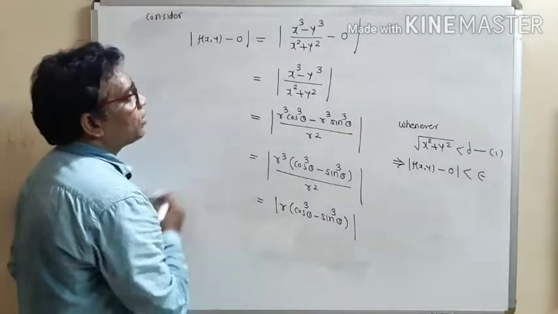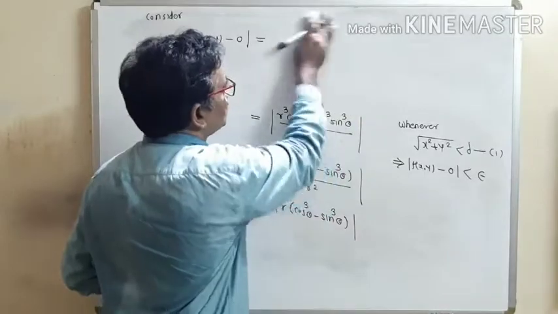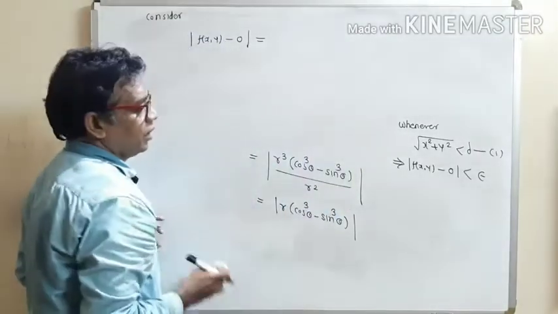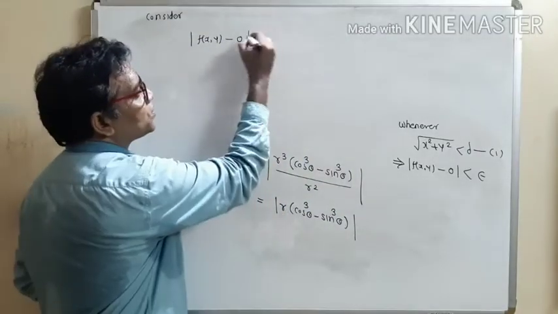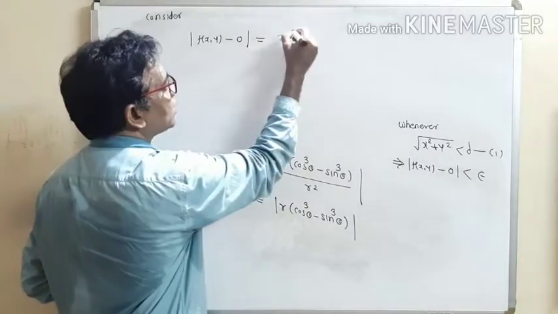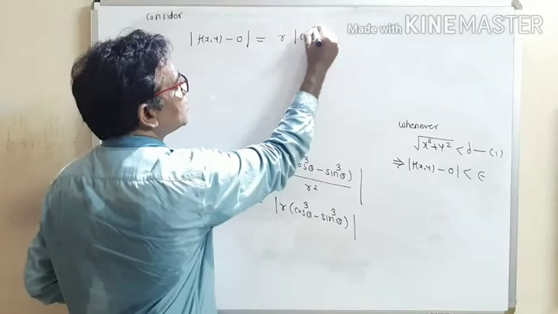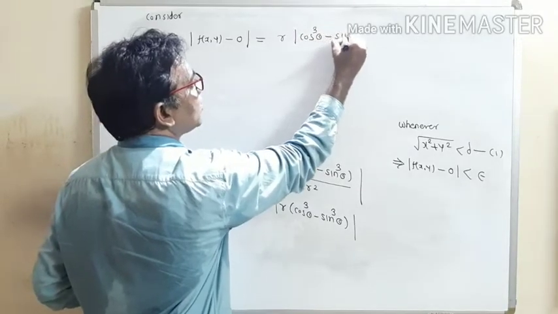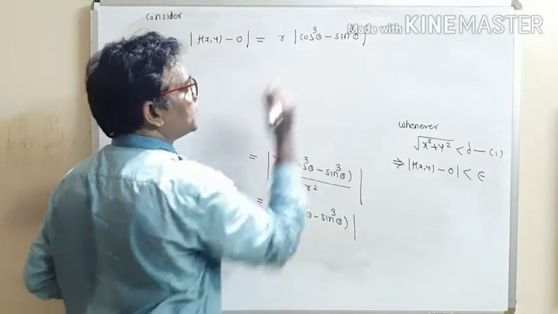Now separate the modulus. So write down this is equal to. Now r is the positive constant, so we can take it outside from the modulus. So this is r into modulus of cos cube theta minus sin cube theta.